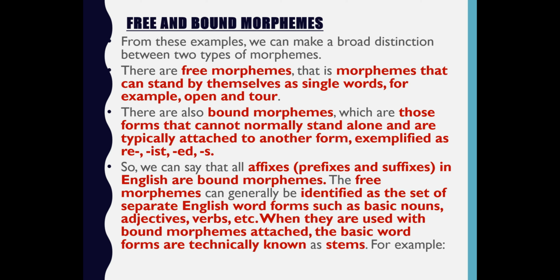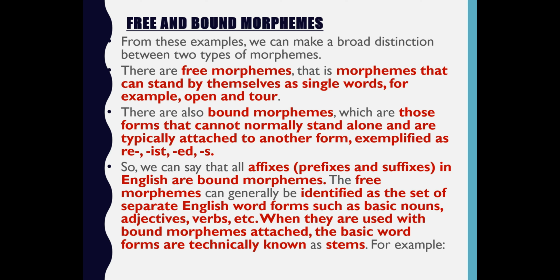طيب, from these examples, reopened and tourists, we can make a broad distinction between two types of morphemes. في نوعين من المورفيمز. There are free morphemes. What are those? They are morphemes that can stand by themselves as single words. كلمات هتبقى لوحدها مفهومة وليها معنى. They can stand on their own as single words. Single words with meaning, real meaning. For example, open and tour.